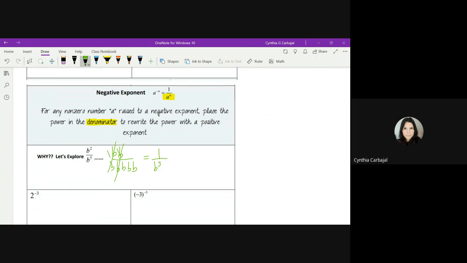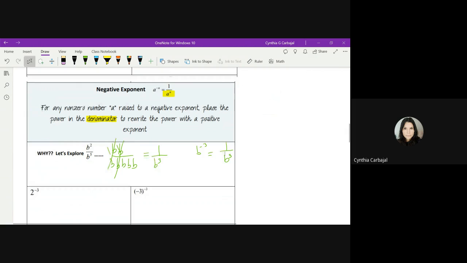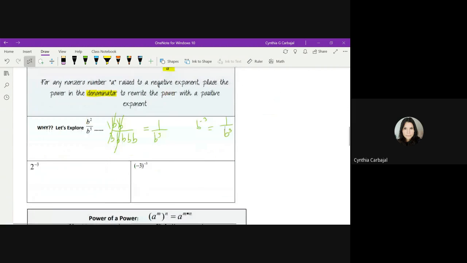Now, if we're just doing the shortcut, that's b squared divided by b to the fifth power. We subtract them and we get b to the negative third power. Well, we know that we do not leave it as a negative. We move it to the denominator, make it positive, and then put a 1. See how you end up with the same thing? So we don't want to write all the b's every time. We just want to do the shortcut.